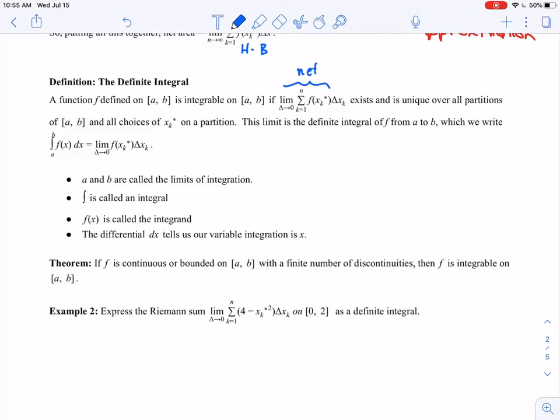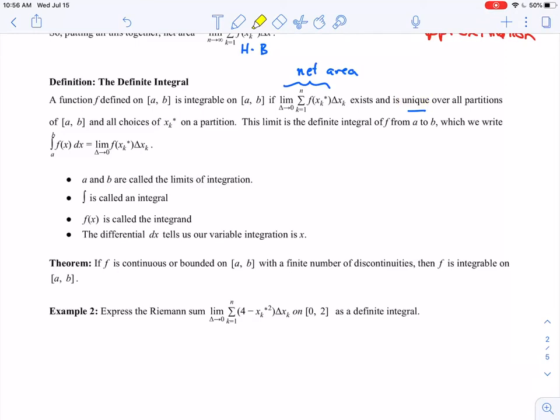If the net area exists and is unique over all partitions of a, b, and all choices of x sub k star on a partition, this part right here, over all partitions and all choices of x sub k star, that's not really particularly important for us. We talked about regular partitions, but that's not the only way you can partition something. You can partition it however you like. But this is saying if you make those partitions small enough, you're going to end up with the same number every single time. You're going to end up with a unique number.